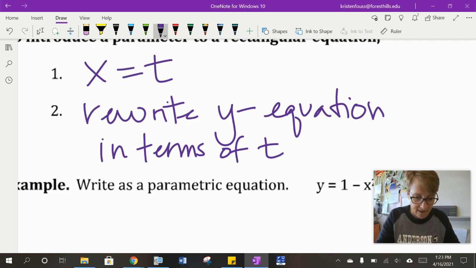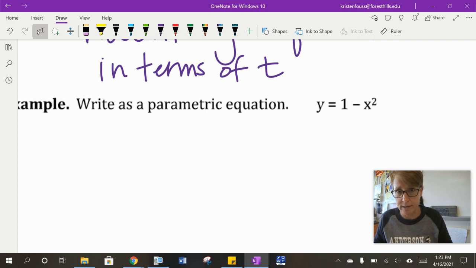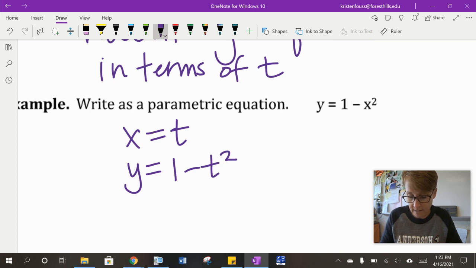So, for example, if I have the rectangular equation y equals 1 minus x squared, I almost gave it away. I want to write this as parametric. So all I'm going to do is say, okay, x equals t. There's my time. There's my x equation. And then y equals, instead of 1 minus x squared, I can say it's 1 minus t squared. And there it is. It's now parametric. We're going to get the exact same graph. We've introduced time. We can adjust the time as necessary, and we're done. So that is a quick view into some parametric equations.